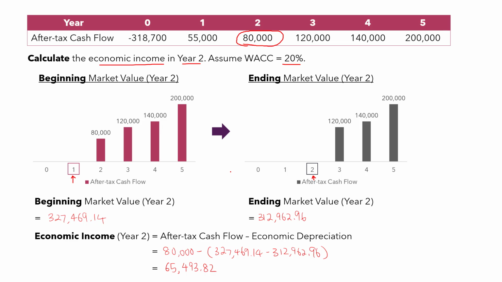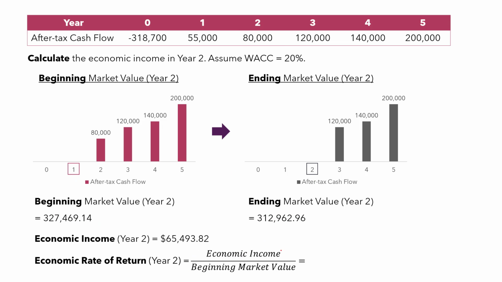If we were to calculate the economic rate of return in year 2 by taking the economic income divided by the beginning market value, using the numbers that we have computed before, this is 65,493.82 divided by the beginning market value, 327,469.14. That will be equal to approximately 20%. That is also the WACC that we had used to discount the cash flows earlier.